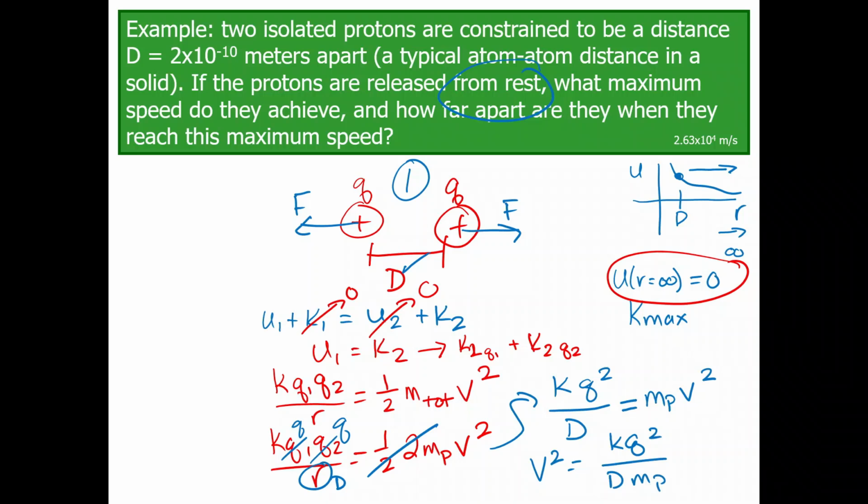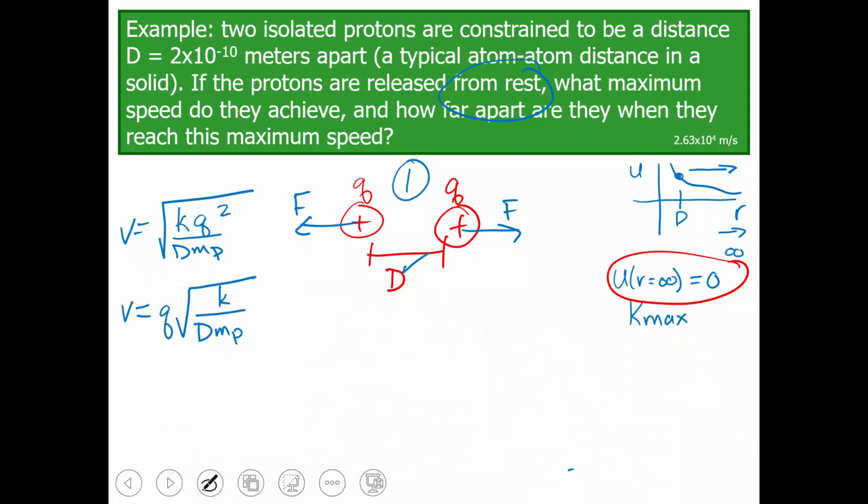And then I can take that square root. So my speed is going to be the square root of K Q squared over D times the mass of the proton. If I wanted to, I can pull that Q out. So simplified down would be Q times the square root of K over D times the mass of the proton. So I'm going to pause here a second, kind of clear off some space.